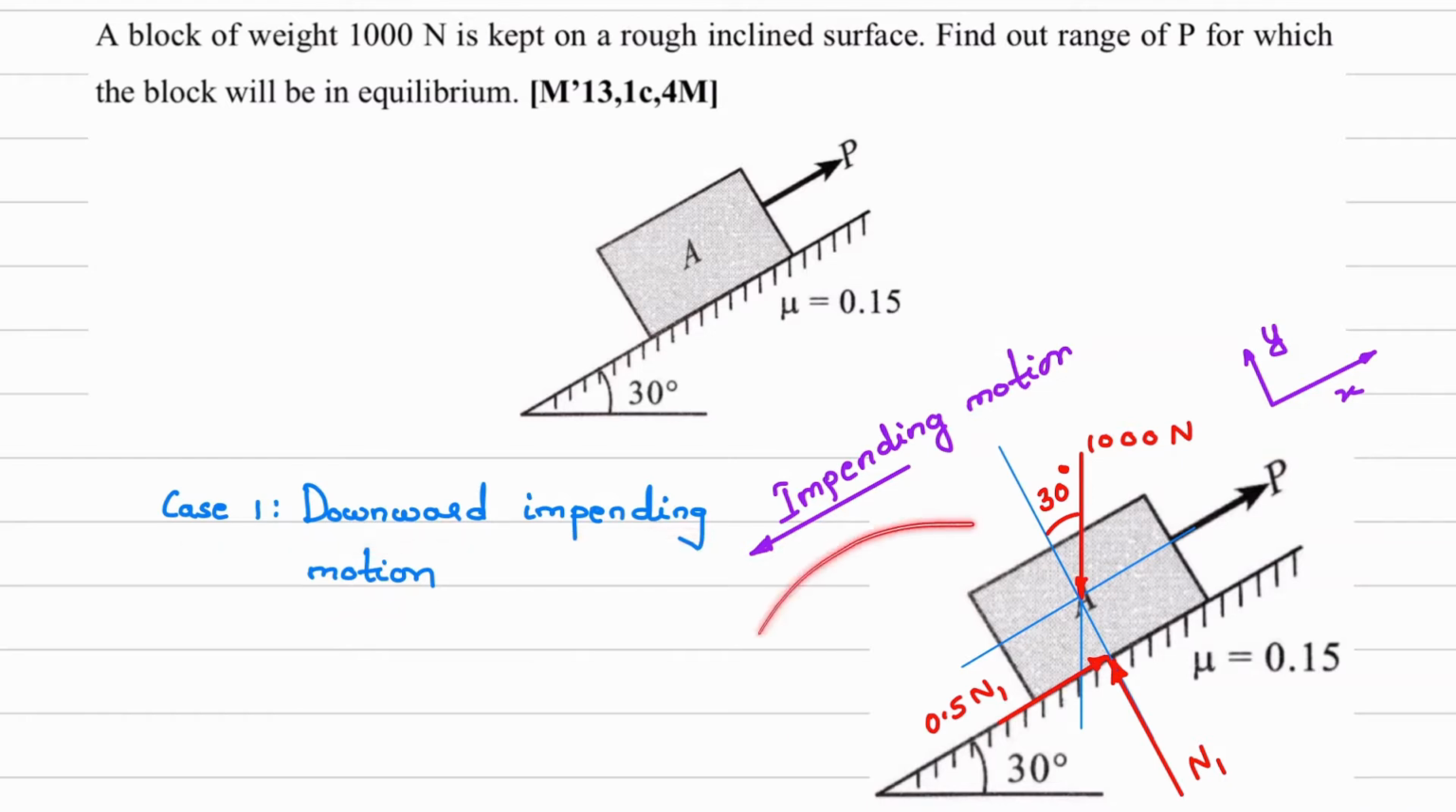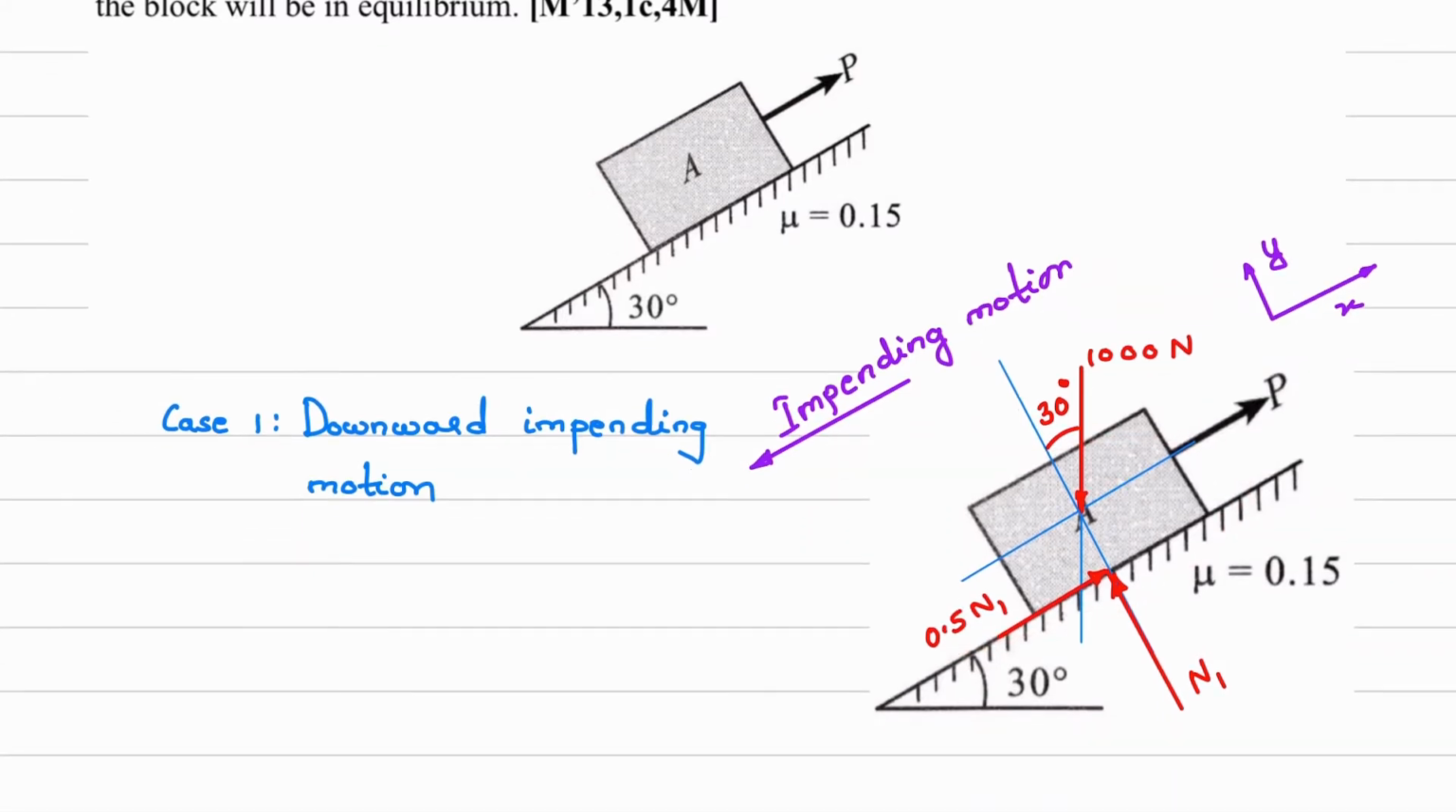For that, FBD has been shown over here. This is the FBD of block kept on inclined surface. The angle of inclination is 30 degree. Now in the first case, since we are considering downward impending motion, I have shown impending motion direction, it is downward. Now we are considering this as x and this as y axis. So I have drawn a line parallel to incline and perpendicular to inclined plane.